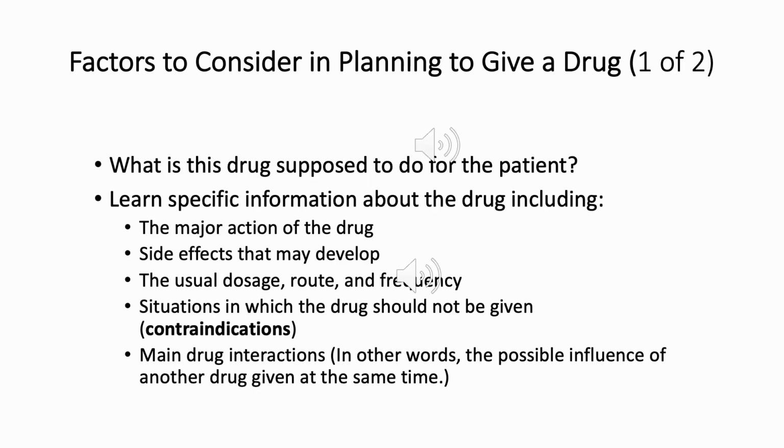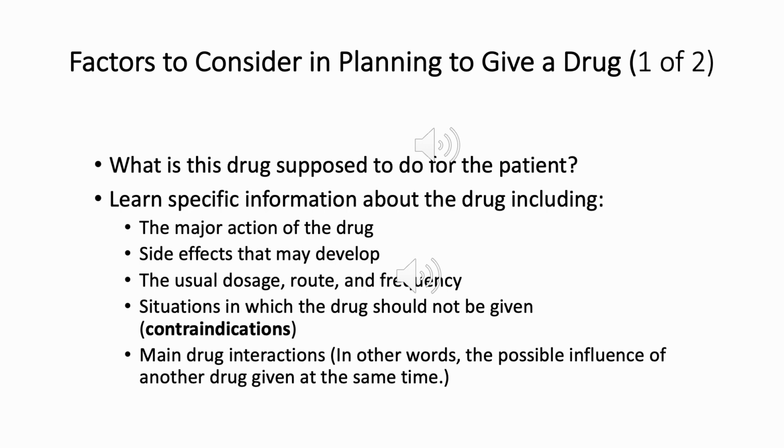Factors to consider in planning to give a drug. What is the drug supposed to do for the patient? Learn specific information about the drug, including the major action of the drug, the side effects that may develop, the usual dosage, route, and frequency, situations in which the drug should not be given (contraindications), main drug interactions, in other words, the possible influence of another drug given at the same time.